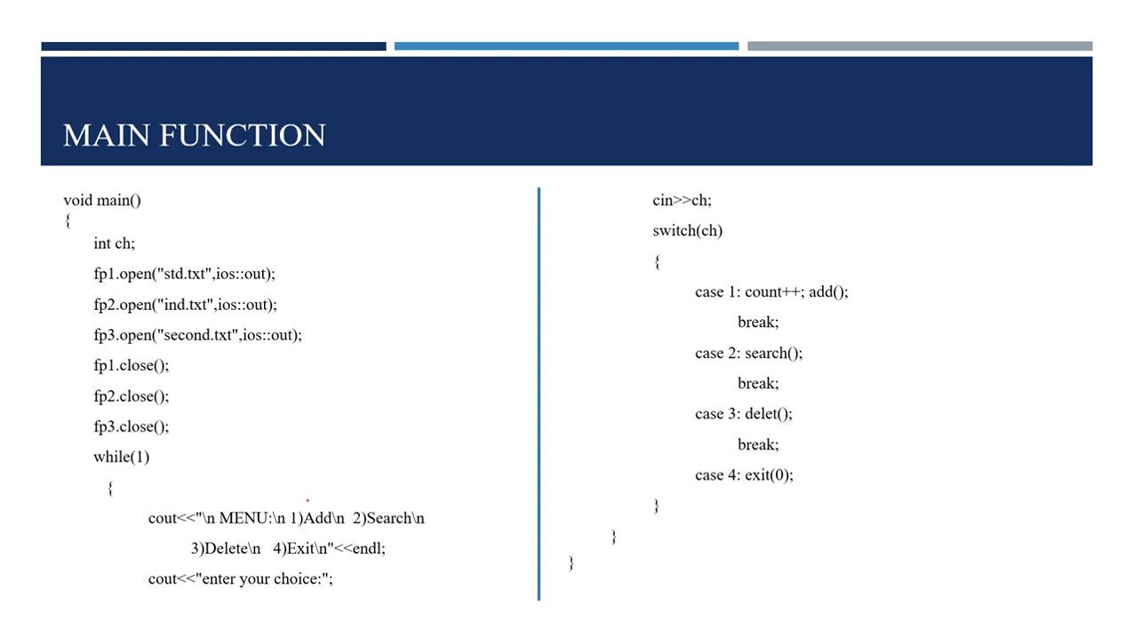So in the main function, the files std.txt as well as index.txt are opened in out mode, where the output will be updated, and once the use of the file pointers completes, the file pointers will be closed. In this, the user is given a choice to add, search, or delete elements from a particular file. So the choice of the user is considered as an input, and the relevant operation will be performed, like addition, searching, and deleting the element.